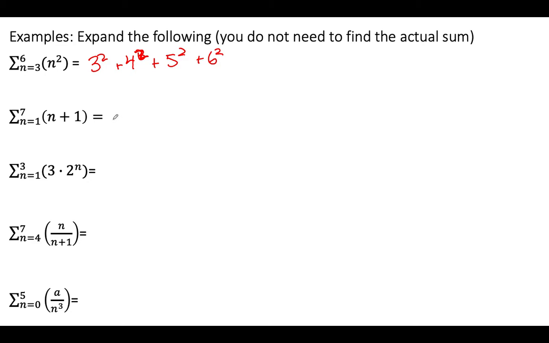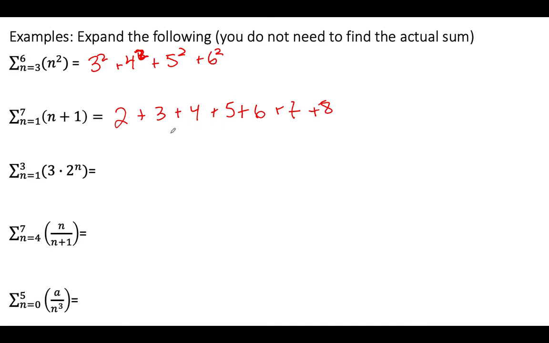So looking at this one, we start at 1, we go to 7 of n plus 1, so that's going to give me a 2 plus 3 plus 4 plus 5 plus 6 plus 7 plus 8. So there's 7 terms. I'm adding 2 plus 3 plus 4 plus 5 plus 6 plus 7 plus 8.